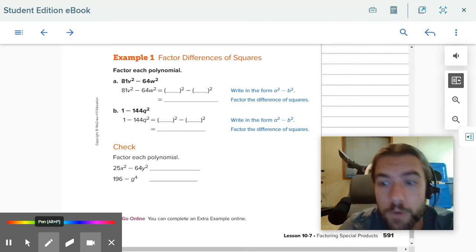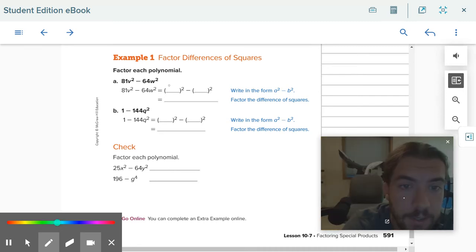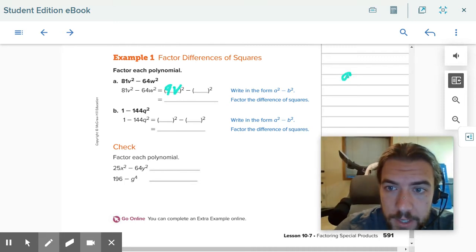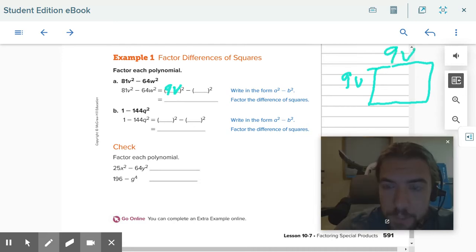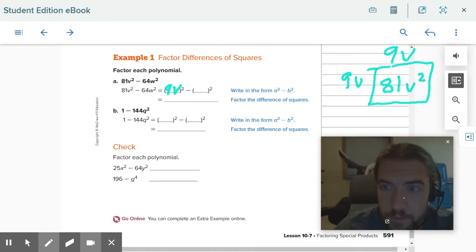Well, what's the square root of 81? If you know that off the top of your head, you know it is 9. Okay, so we have 9v squared. We could imagine that as 9v times 9v. 9 times 9 is 81. V times v is v squared, right?